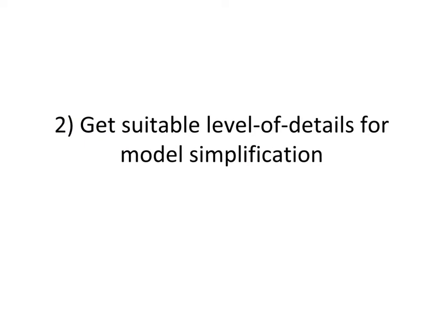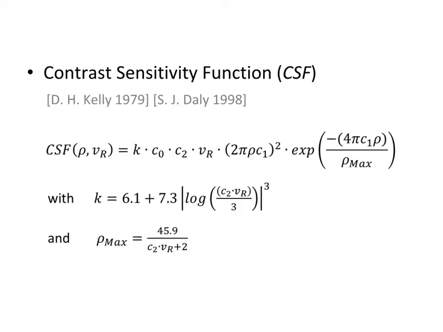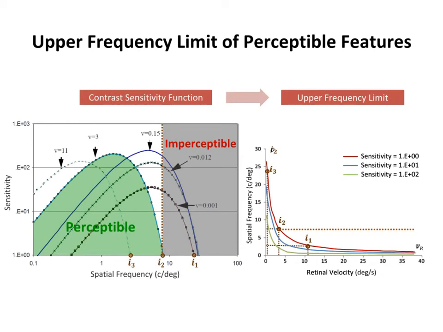Second, let's talk about how to get suitable level of details for model simplification. To simplify the geometric objects for motion blur rendering, we should know the sensitivity of the human visual system to the features in viewing the moving object. The vision scientists have studied this effect by measuring the threshold contrast for viewing traveling sine waves, in which they use the velocity of the target stimulus with respect to the retina and derived a contrast sensitivity function, CSF, for the sensitivity of measurements. Curves by the CSF function with different retina velocities are plotted.